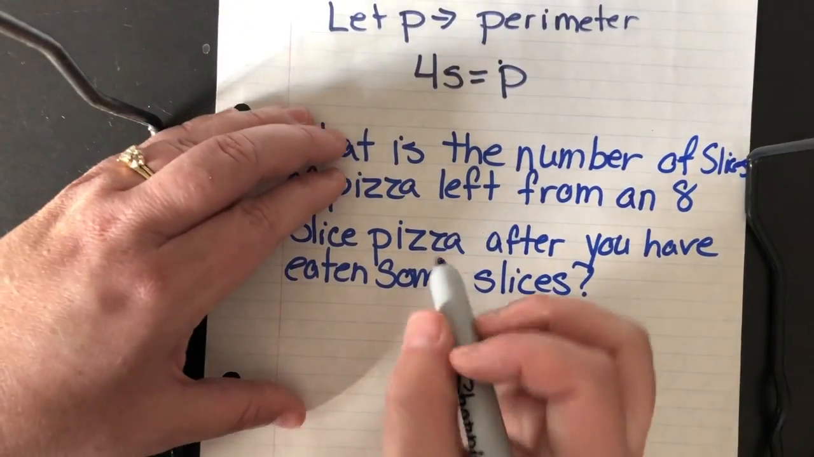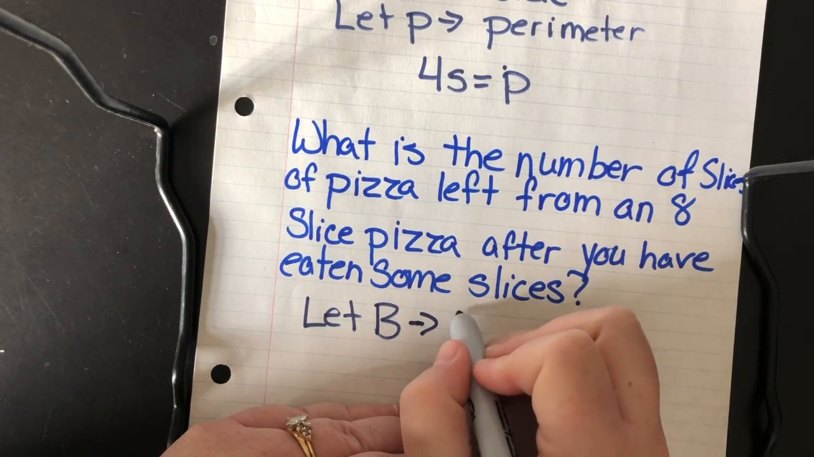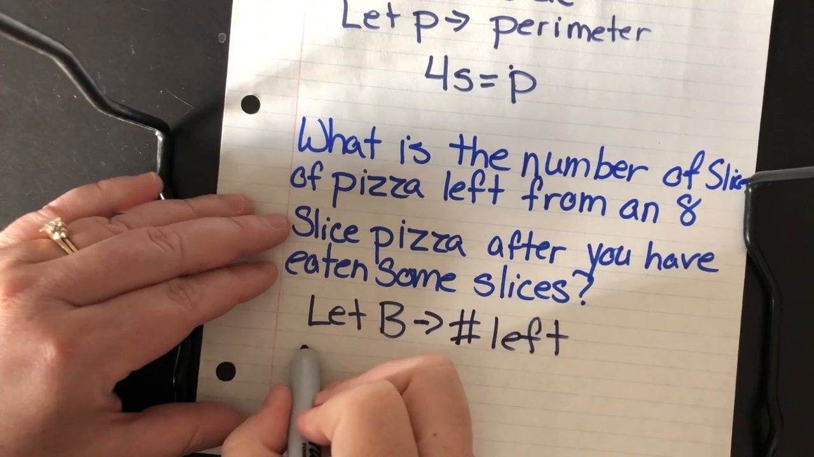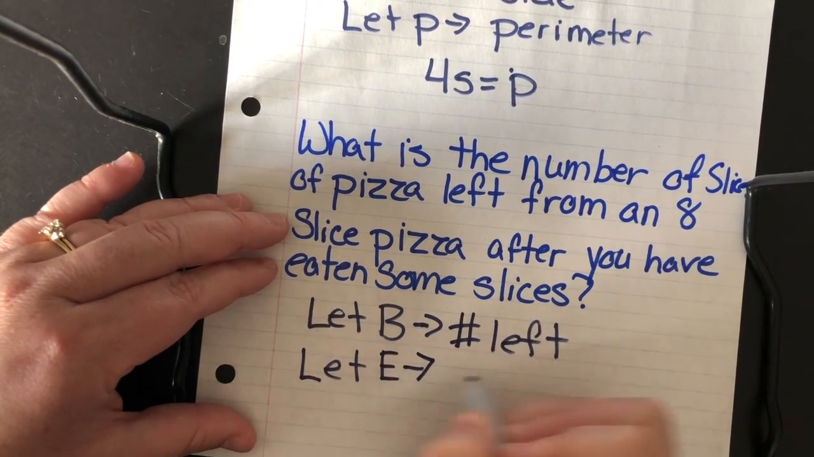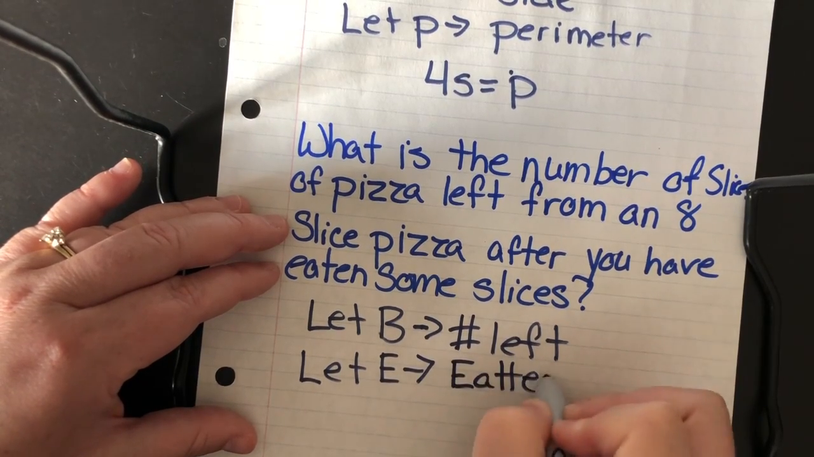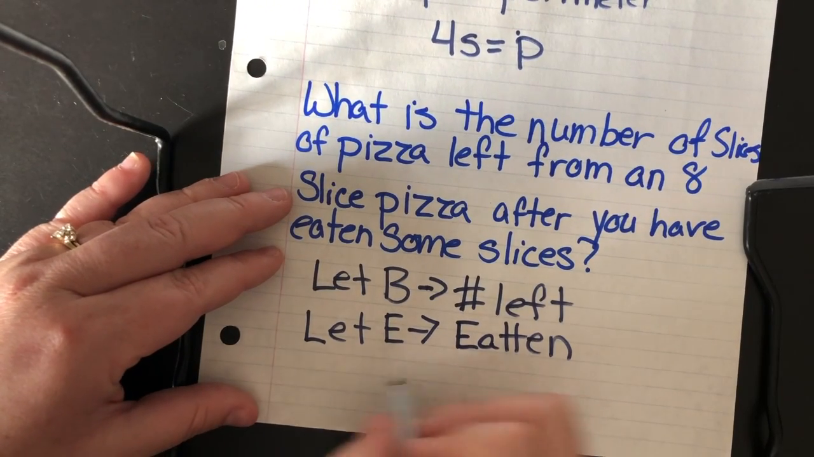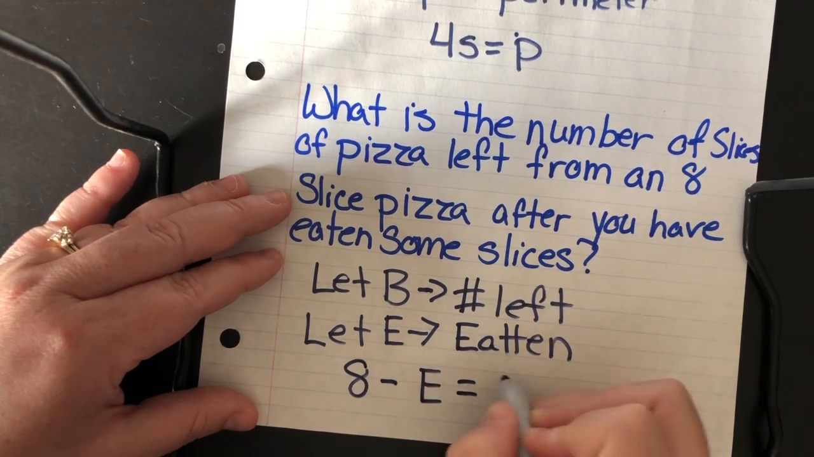The next one is the number of slices of pizza left from an 8-slice pizza after you have eaten some slices. So let B be the number left, let E be eaten. So then 8 minus E gives you B.